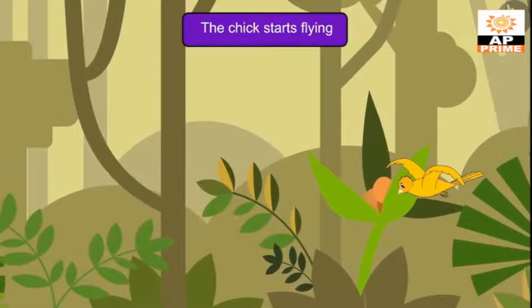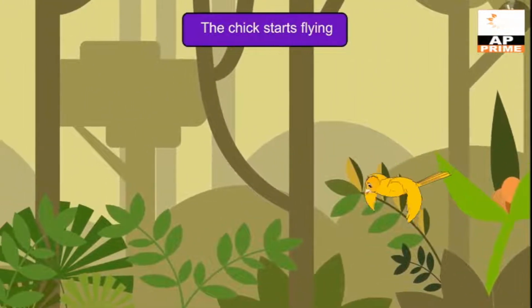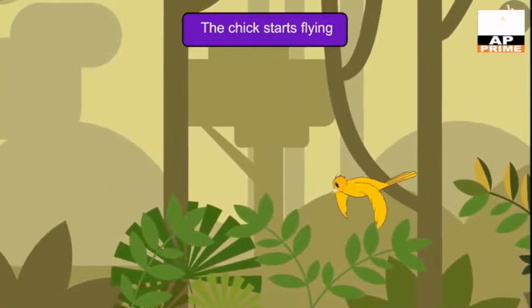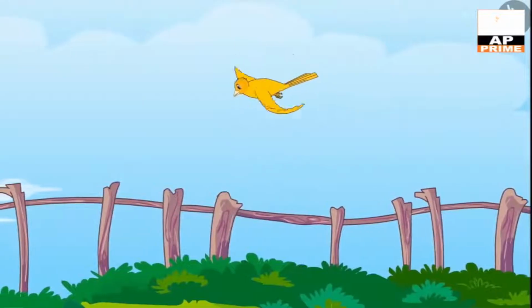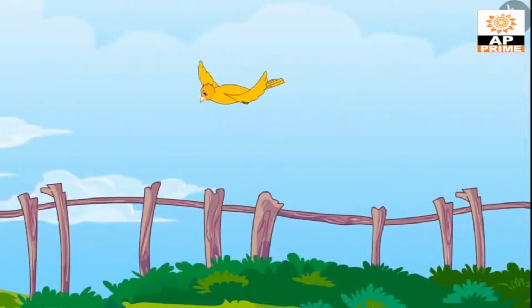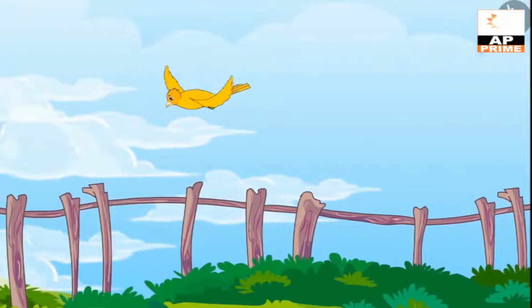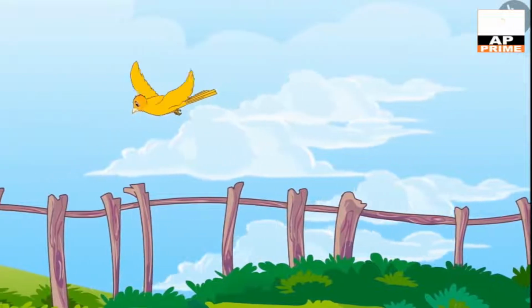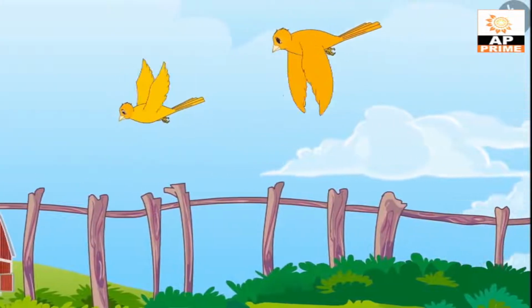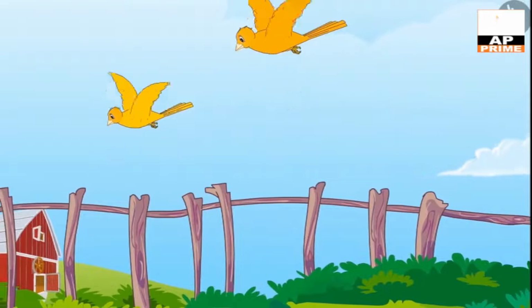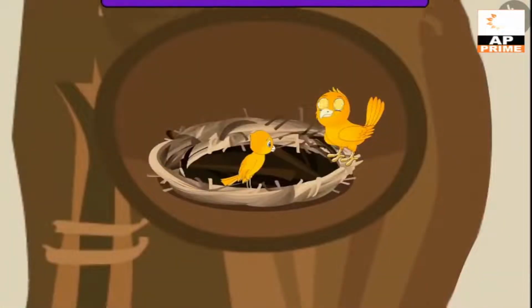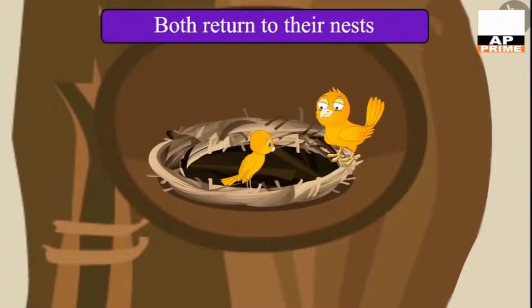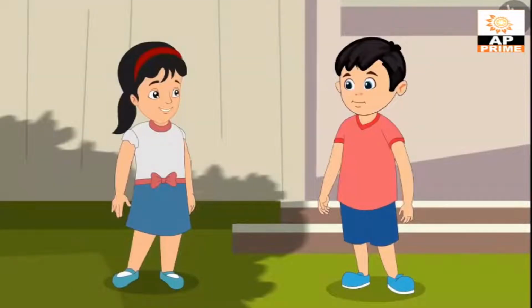And after a month, Chotu and Pinky saw that the chick was flying. One day, he flew so far that he felt that he had lost his way back. But then he looked back and saw that his mother was flying behind him. Seeing his mother, the fear was gone, and after some time, the two returned to their nest. Chotu and Pinky enjoyed watching that bird.